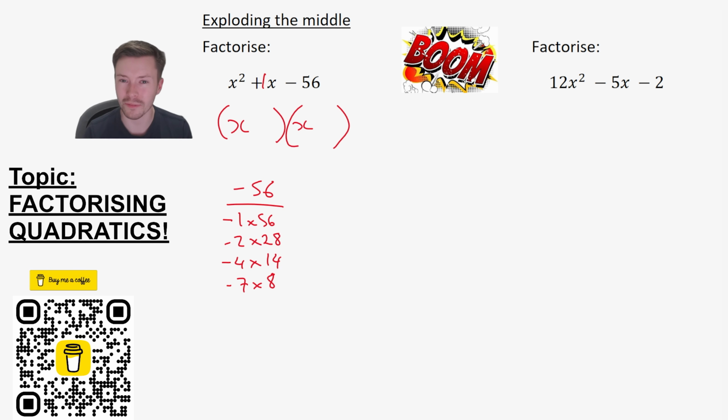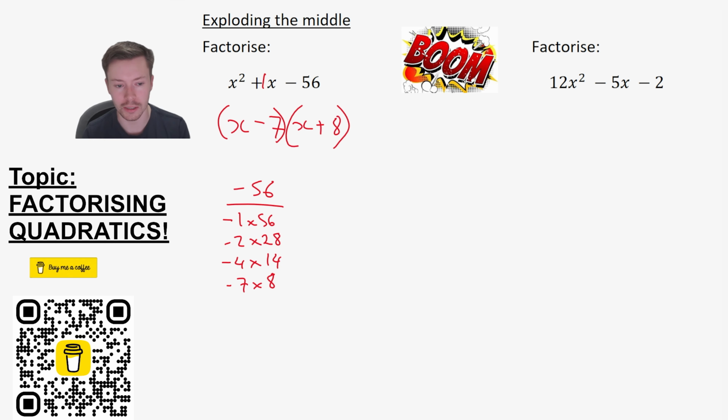Now, I've already found that actually it's going to be this one down here, negative 7 and 8. So negative 7 plus 8 in my brackets. And then that is fully factorised. Okay, so that's how it works for something like this, which is relatively simple.